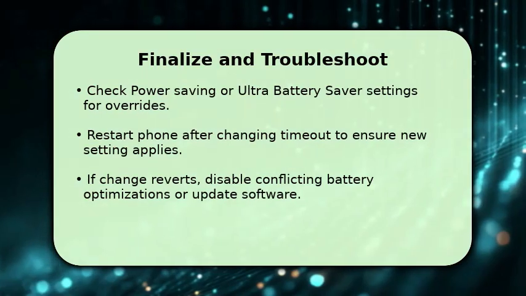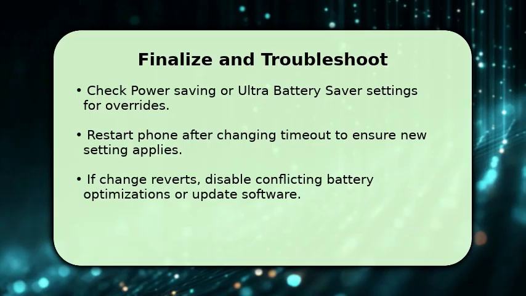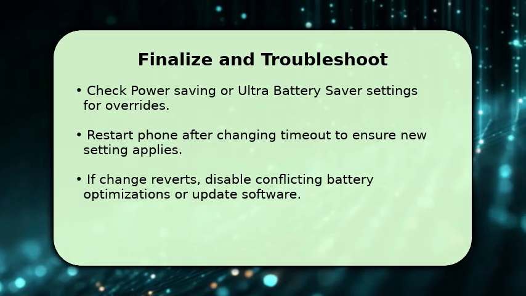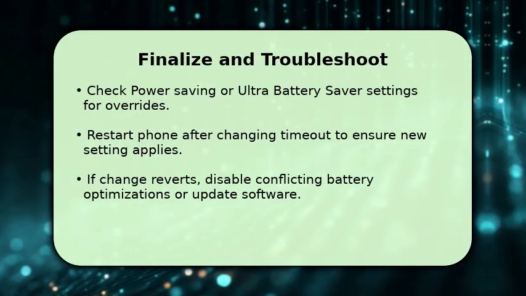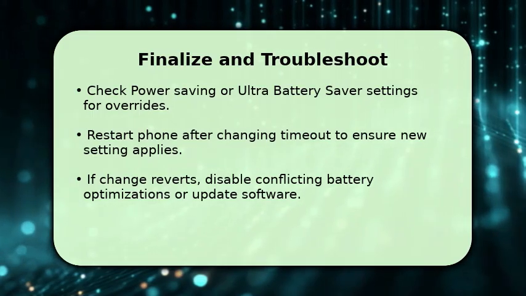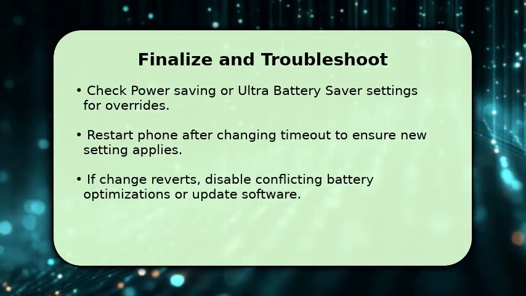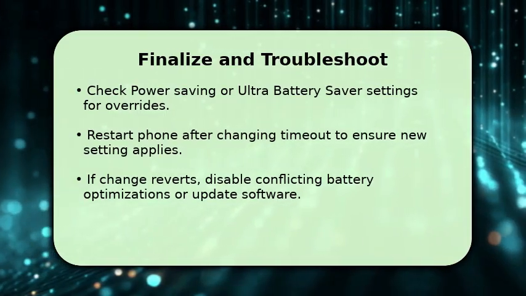Finish by verifying that power-saving modes aren't overriding your new timeout. Go to battery settings and disable aggressive battery savers if necessary. Once you've set the screen timeout, restart your Vivo so the system fully applies the change. This clears caches that might force old values.